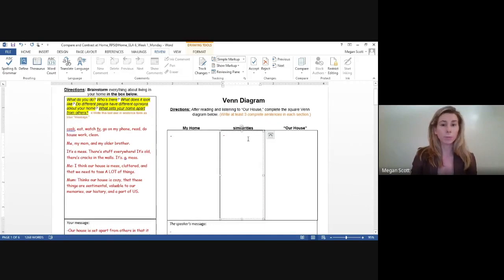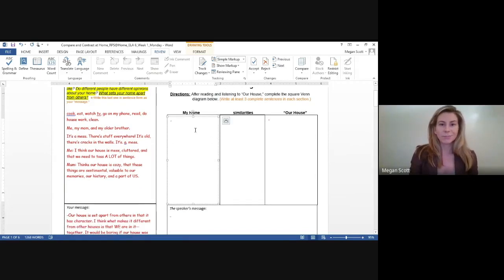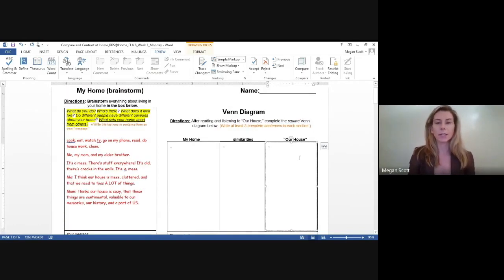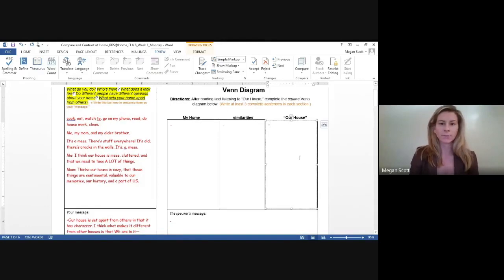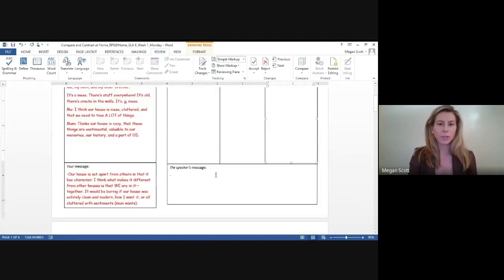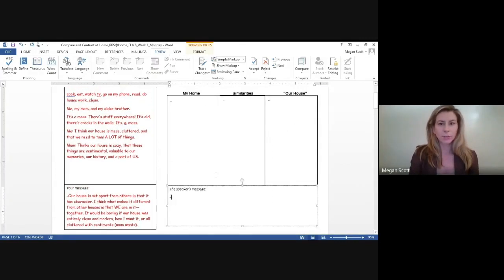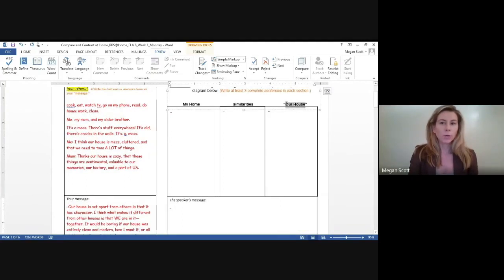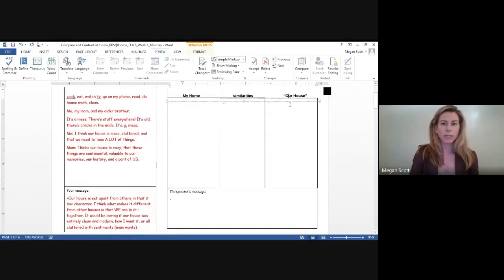If you're writing on your own paper, you can either fold it in like a trifold to have creases on your paper. You can draw 2 overlapping circles like a true Venn diagram, or you can even label my home, write a paragraph, similarities, a paragraph, in Our House, a paragraph. It doesn't necessarily have to be a graphic organizer. At the bottom, after you've completed the Venn diagram, I'd like you to try to write the speaker's message. So the speaker of the Our House poem, what are they trying to say or convey to their reader?